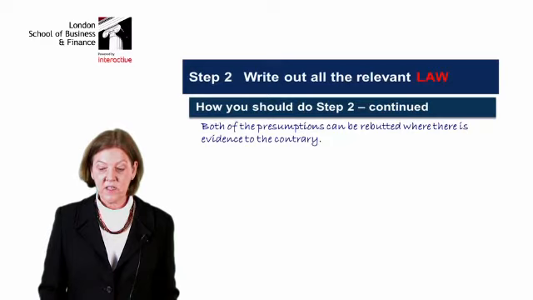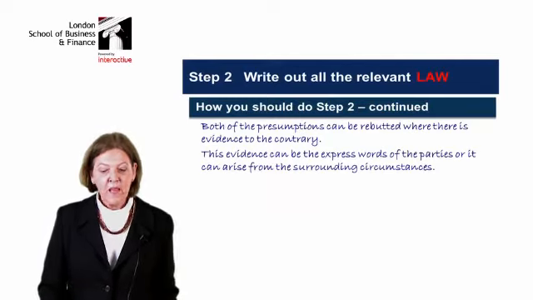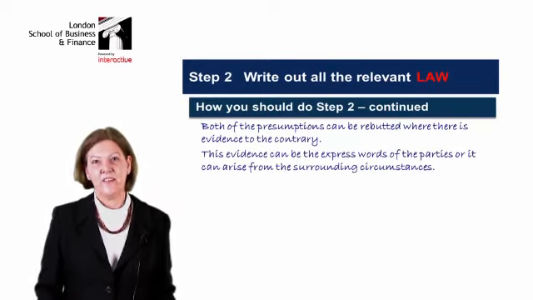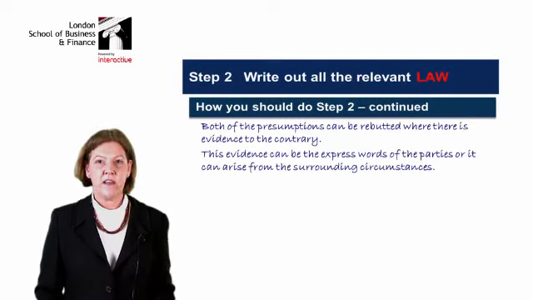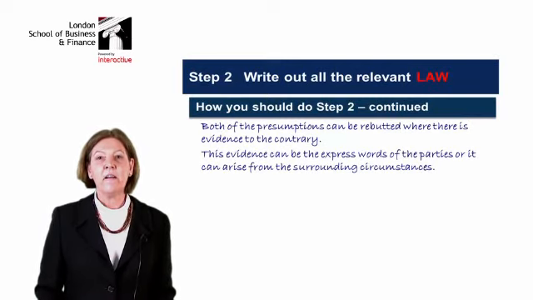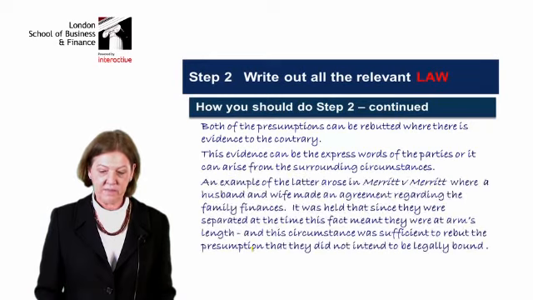So both of the presumptions can be rebutted where there is evidence to the contrary. And of course that evidence may be the express words of the parties, or it may arise from the surrounding circumstances. And I'm now going to be putting in a case. I mentioned there was Balfour and Balfour, but the one that's closer to the facts given here is Merritt and Merritt. And that actually dealt with rebuttal where the parties were separated. So have a look at how I've written out Merritt and Merritt.